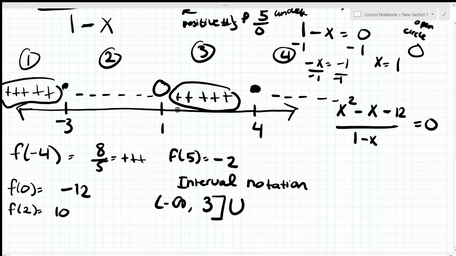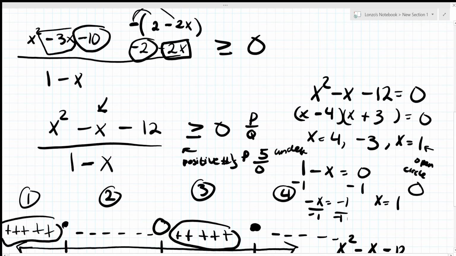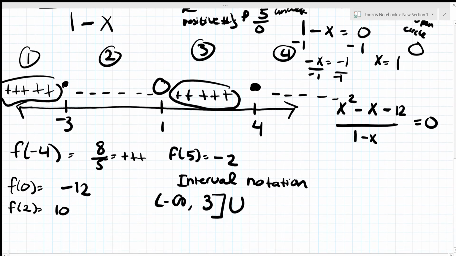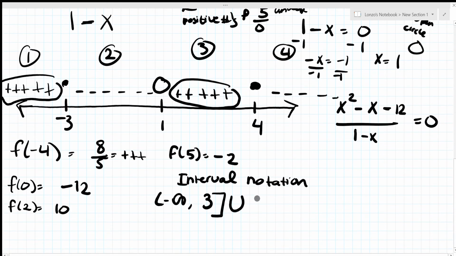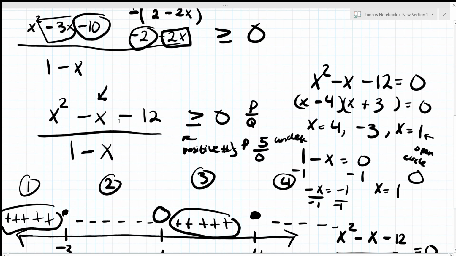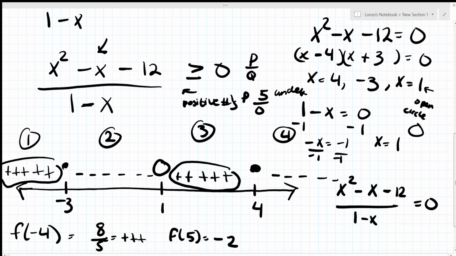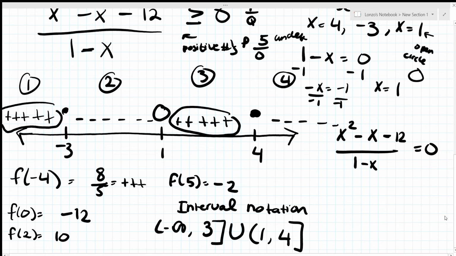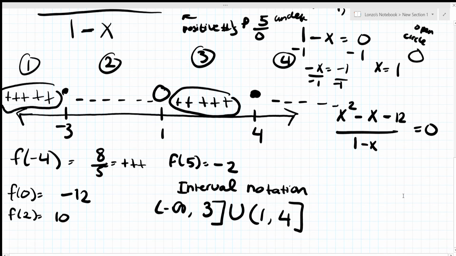So remember, this is 1, which we got from the denominator, right? It's not included because it makes it undefined. So we're going to use a parenthesis, because parenthesis means not included. 1 and then 4. For the 4, we're going to use a bracket because we got it from the numerator, which is included. Right? We got it from here, the numerator. So that's why we're going to use a bracket. Okay, so that's my answer in interval notation.